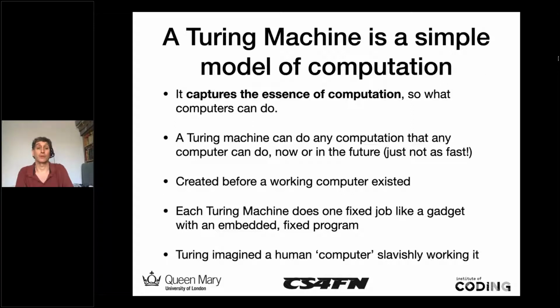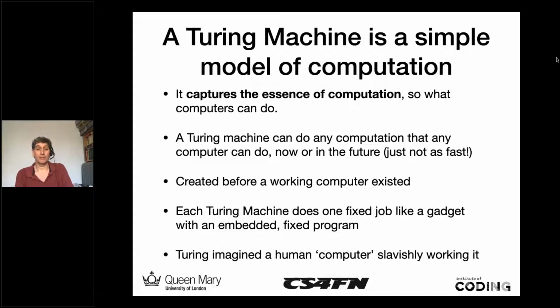Basically what computers can do. So a Turing machine can do any computation that any computer can do. It was invented by Alan Turing to explore what any computer might possibly do, to understand what computation was all about. So it can do anything any computer could do, just not as fast. It was created before any actual computer had existed. This was before the war, and it is part of the foundation for Alan Turing's ongoing work at creating actual machines that led on to the first general programmable computers.